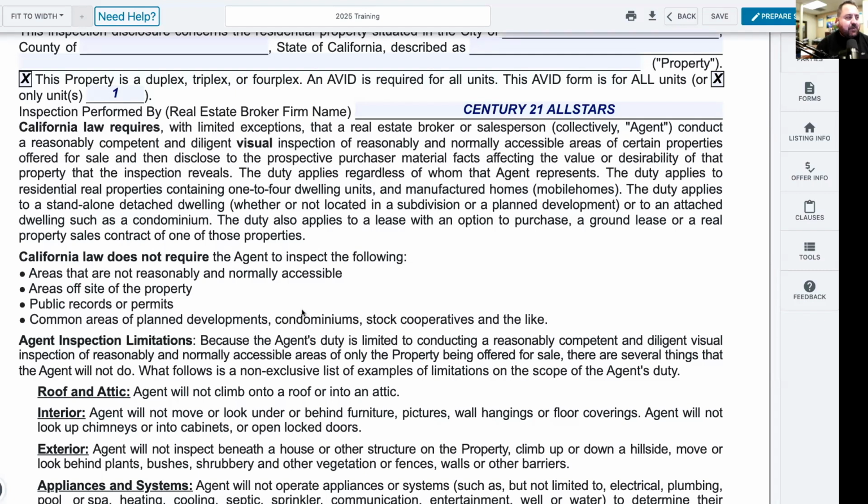California law does not require the agent to inspect the following: areas that are not reasonably and normally accessible, areas off-site of the property, public records or permits, common areas of planned developments, condominiums, stock cooperatives, and the like. So in a condo, when you're looking at condos and townhouses, if the area is a common area, you don't have to include it in your disclosure. Okay. You don't have to, and as a matter of fact, we're not required to go pull permits.